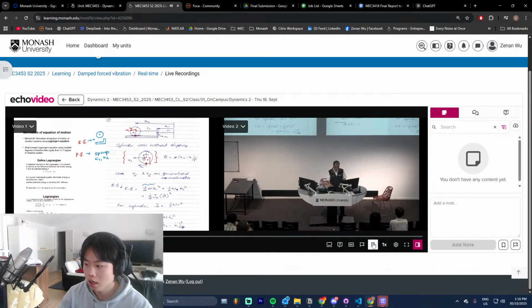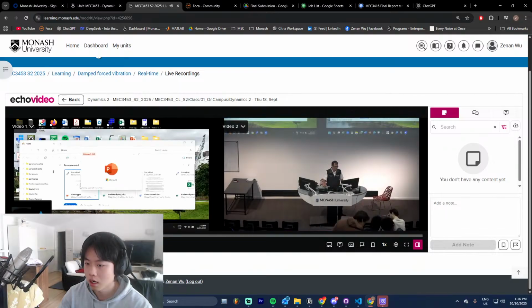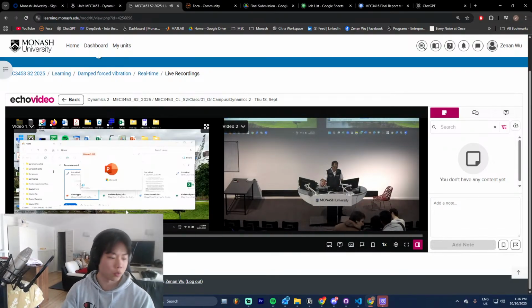This here is the kinetic energy of the carriage. Generalized coordinate. Might work.